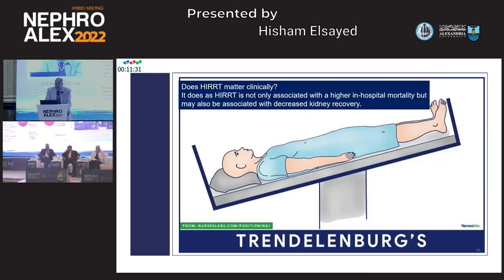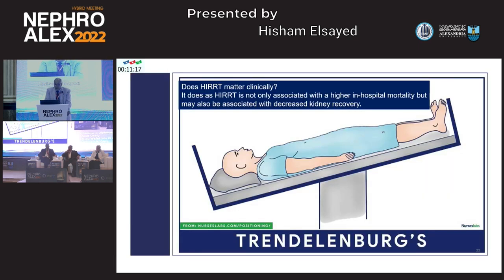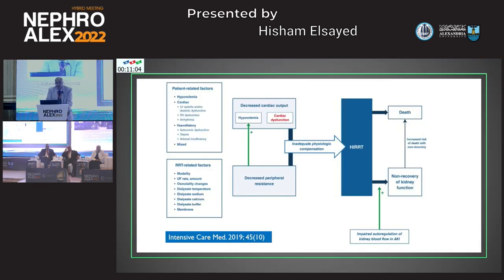So this is maintenance hemodialysis and acute kidney injury. Both have different pathways in hemodynamic instability. In hemodialysis patients, while AKI is frequent in critical care, it may affect recovery by organ crosstalk. So intradialytic hypotension is not only associated with higher in-hospital mortality, but may also be associated with decreased kidney recovery. If the patient has frequent hypotension during dialysis, the kidney recovery will be more delayed. Again, we have to look at the ICU patient, most importantly the inflammation as well as the cardiac condition.